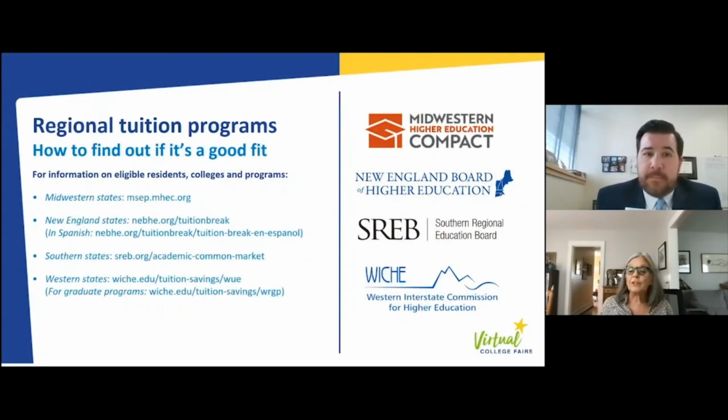So for your students to find out more if it's going to be a good fit for them, whether it's going to provide the program they wish to study and the kind of institution they're looking for, each program has a website with very comprehensive information available. Students can enter what state they live in and then look up the program they're interested in and find out which colleges offer the program and what the tuition rate would be that they would pay and what they would save.